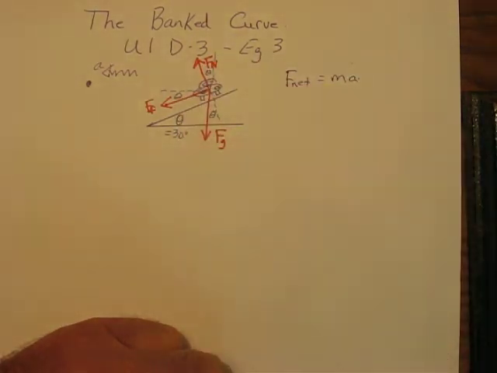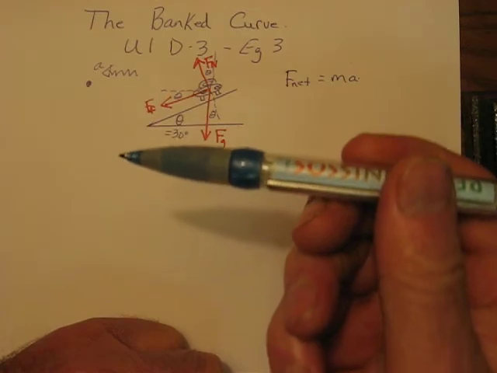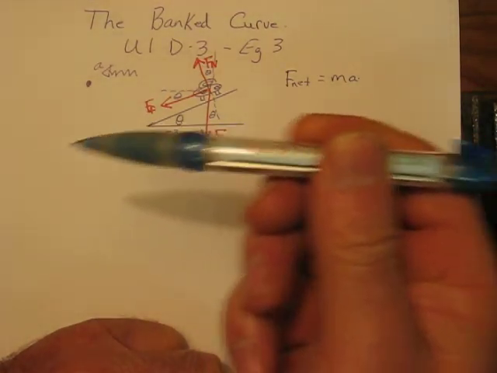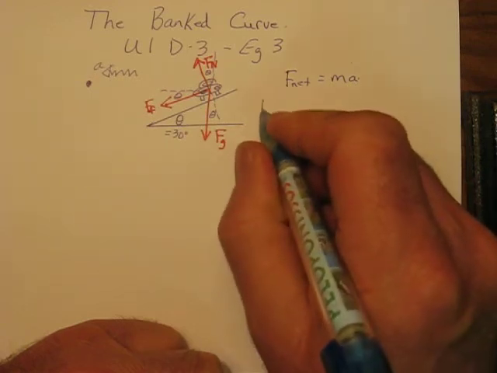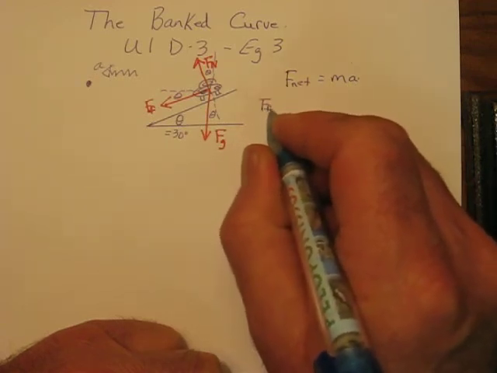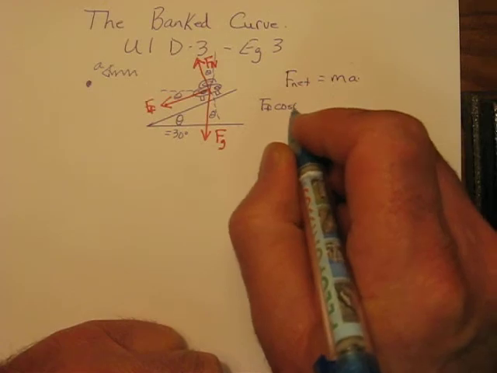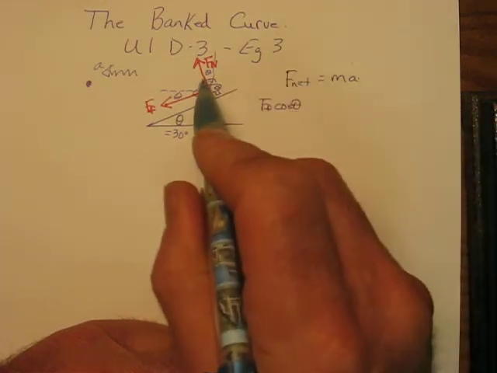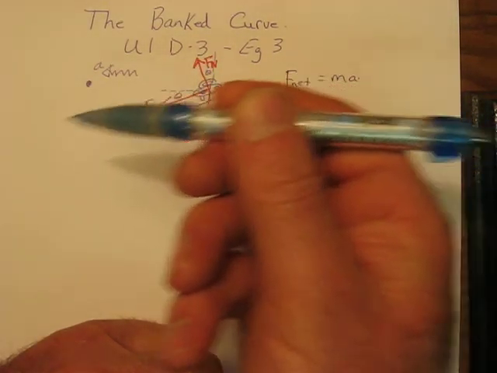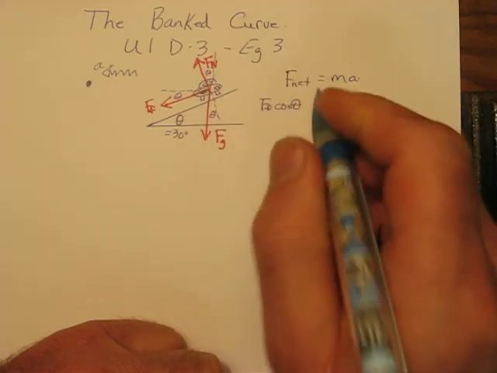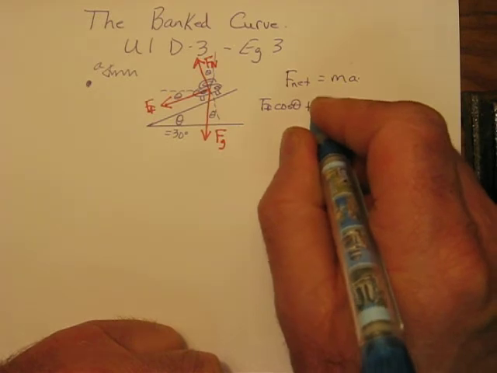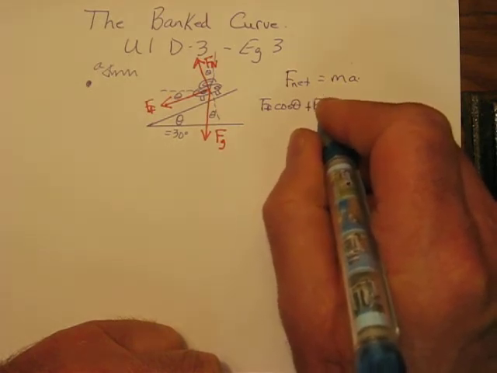Now, which forces have a direction in the direction of the acceleration, which is in this direction here? Well, FF obviously does. And we'll go with FF cos theta. Fn also has a component in that direction. We'll go with Fn sine theta. It's not close to the angle. It's away from the angle. So we're going to use sine.